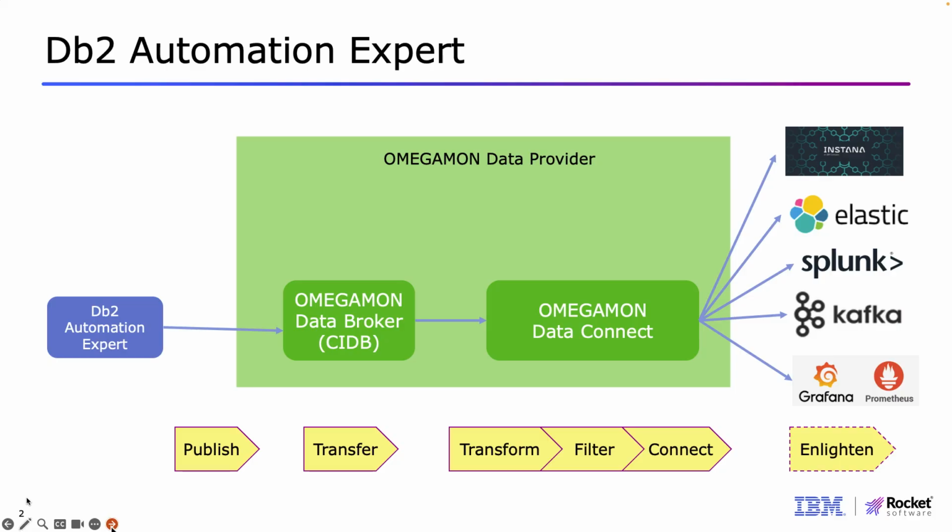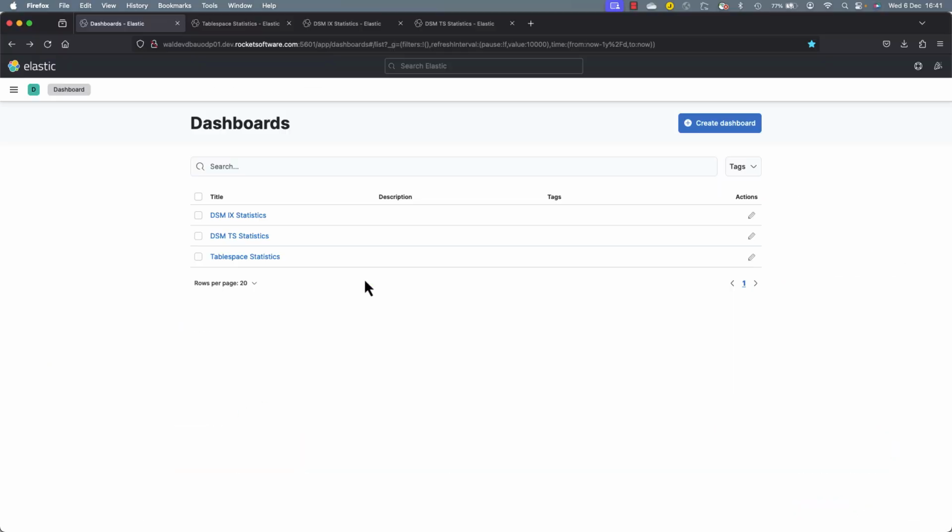From ADP, you can then deliver that data to your dashboard, and included with Automation Expert, we supply simple dashboards which you can download from GitHub to get you started. So let's have a look at these dashboards. They cover index statistics, from the likes of DSNACCOX type details, table space real-time statistics, and also some table space detail statistics. So let's have a look at the table space statistics first.